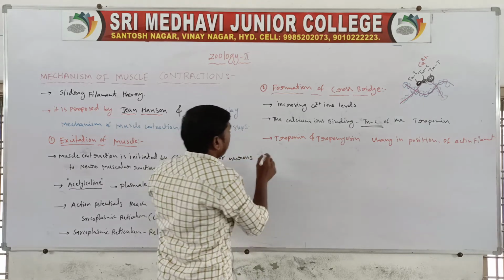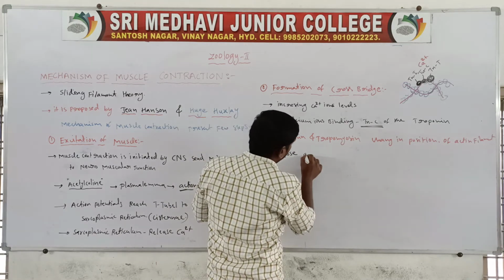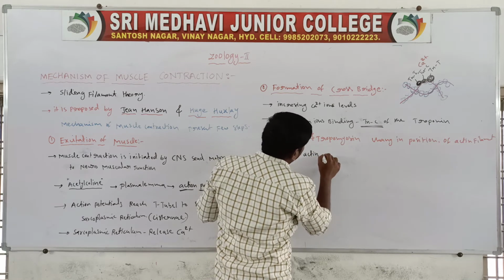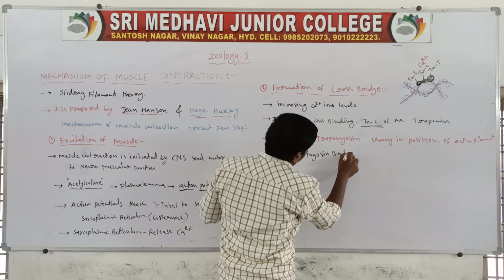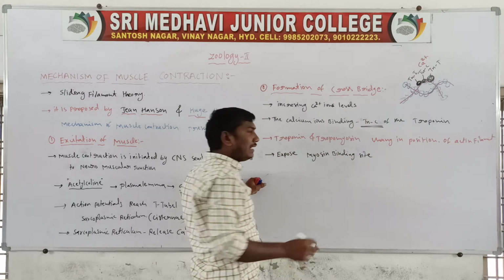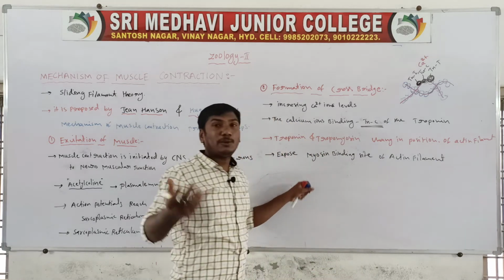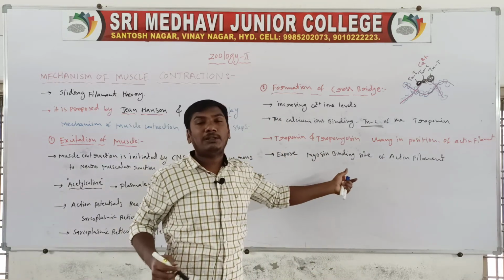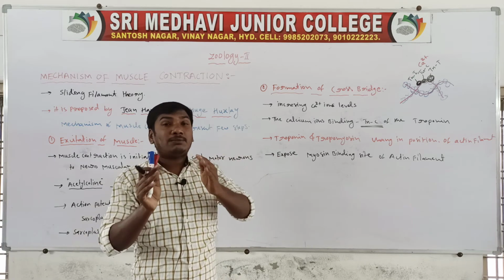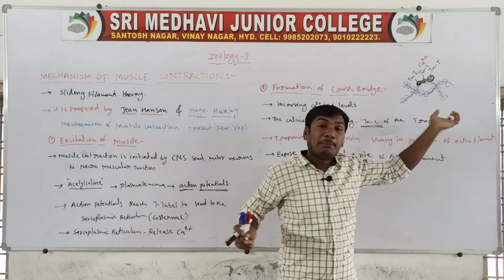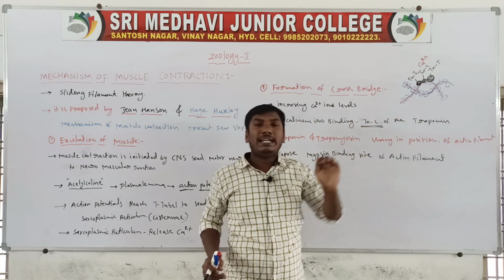So this exposes the actin site, the myosin binding site. Expose myosin binding site of actin filament. So the change in the position of the troponin and tropomyosin exposes the myosin binding site. This actin filament contains a myosin binding site. So the change in position exposes the myosin binding site.